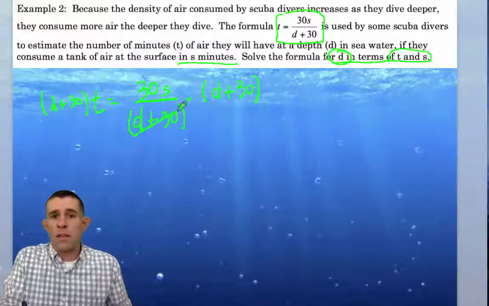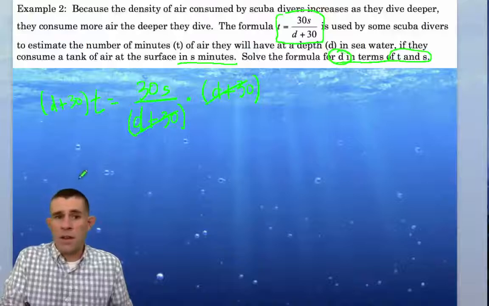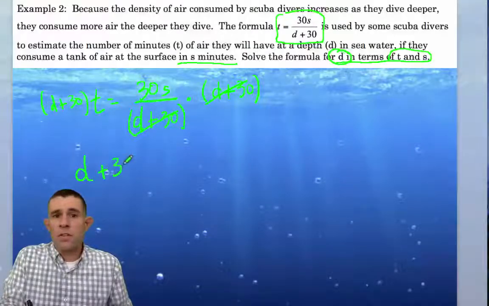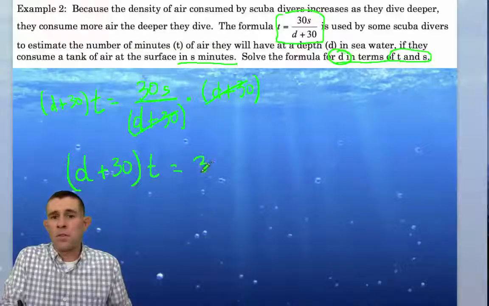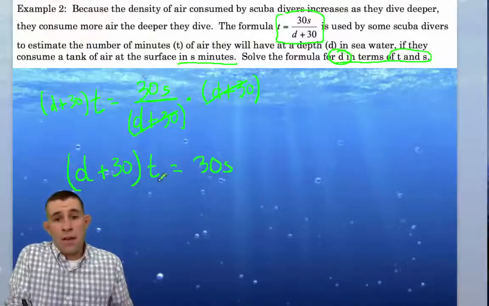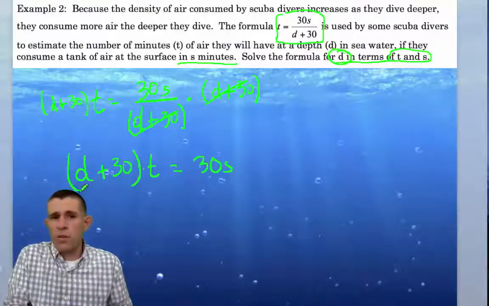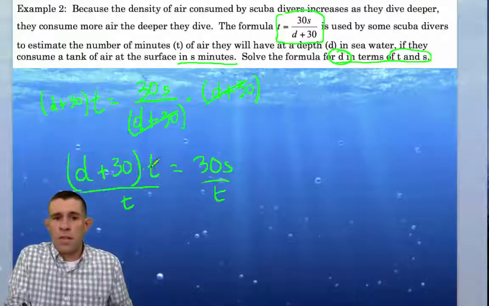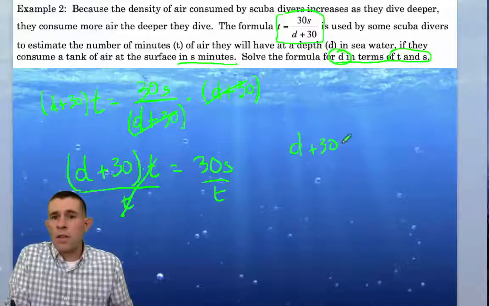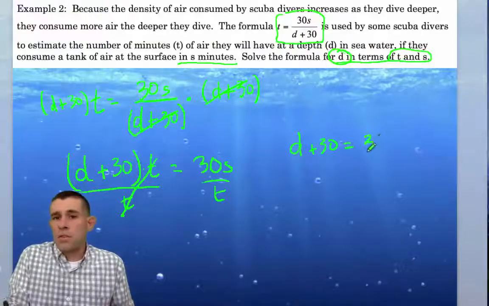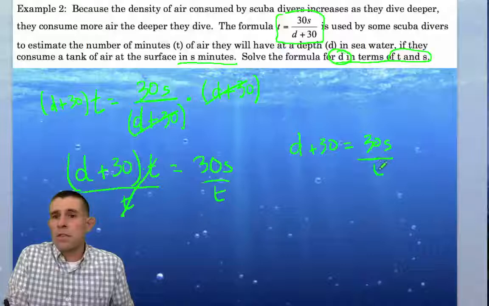And when I do that, they'll cancel each other out on the right-hand side, and I'll have D plus 30 times T is equal to 30S. Now, I see that these are two terms. If I distribute that, I'm really making more work for myself. So what I'm going to do is just divide both sides by T. That will get rid of it on the left-hand side there, and I'll be left with D plus 30 is equal to 30S over T.